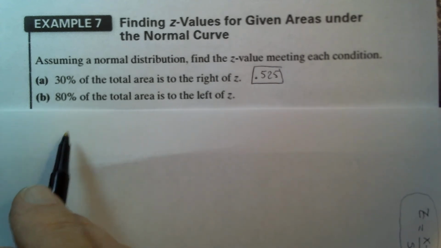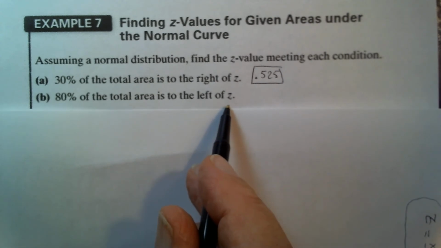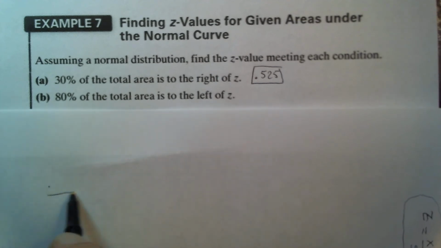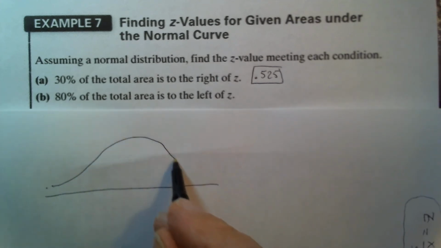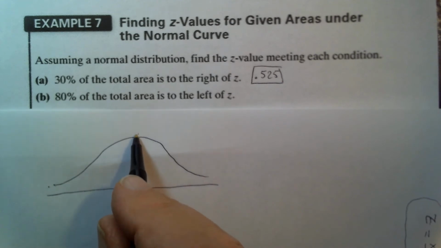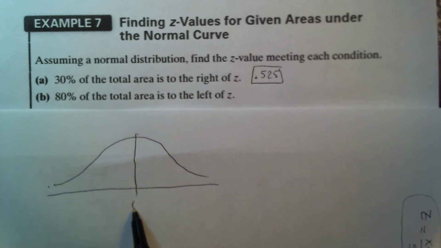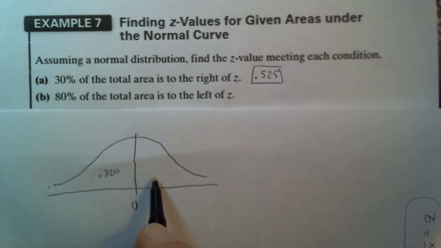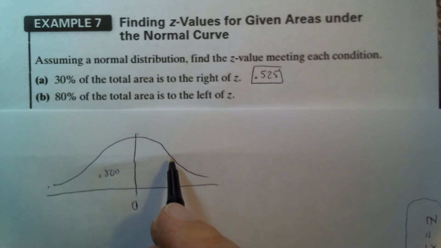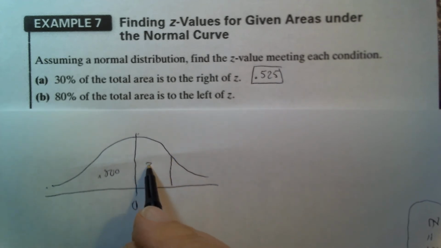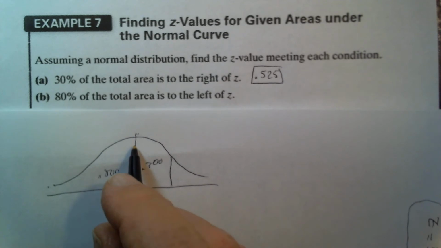The second part asks us to find 80% of the total area to the left of z. So again, we begin with the normal distribution. Here's 0. We know 50% is on this side, and 50% is on that side. So that means we are looking for the area that is 30% on the right side. So 30% or 0.3. We need to find the z-score for this area here, 0.3.